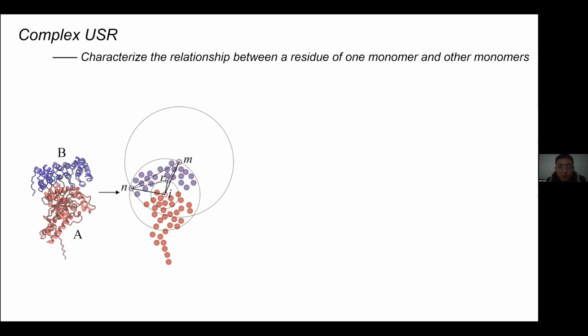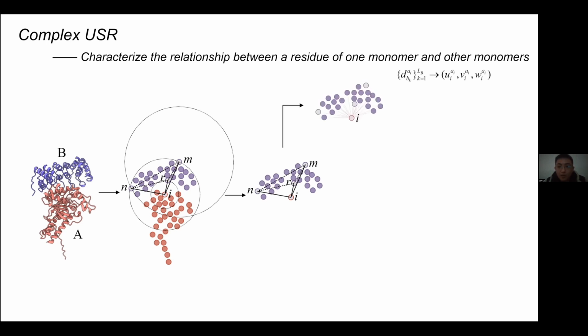Based on the above strategy, we simplify the model. Similar to the monomer USR, we can obtain the distance distribution of these four residues by calculating the distance from each residue of monomer B to them. And each distribution is represented by its first three moments.